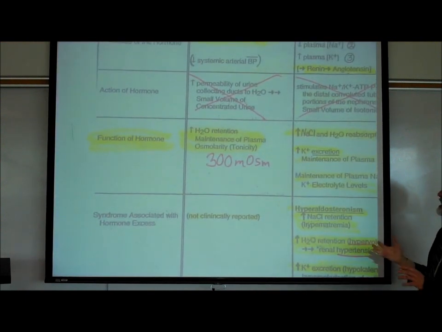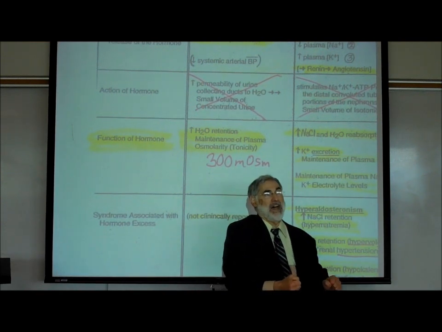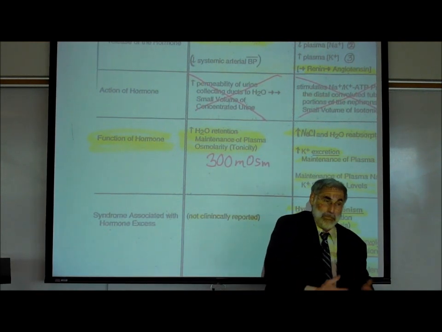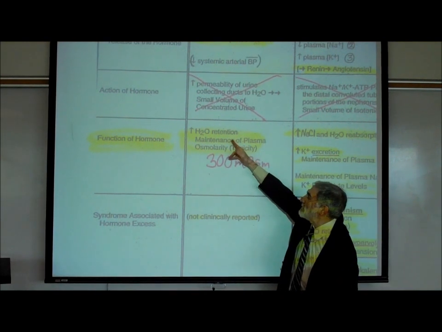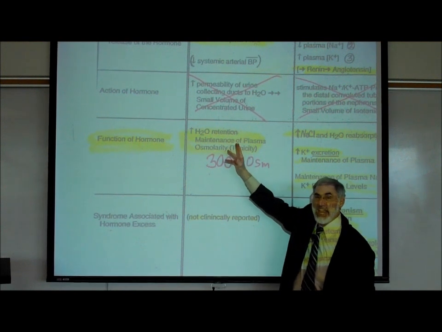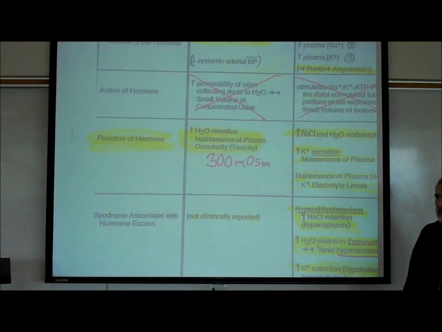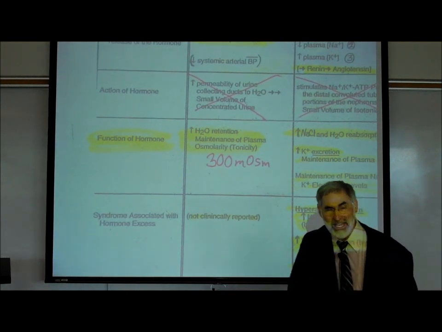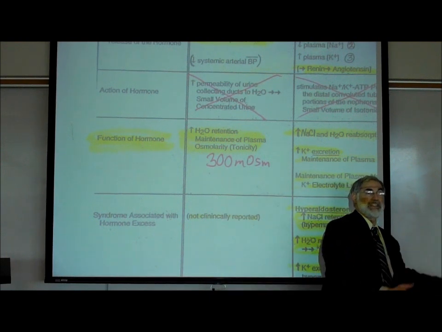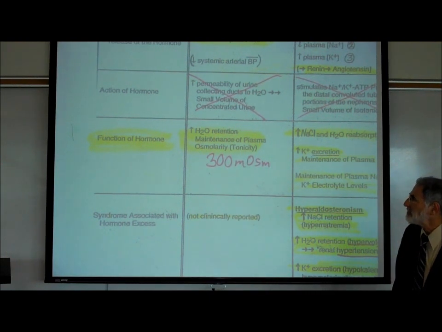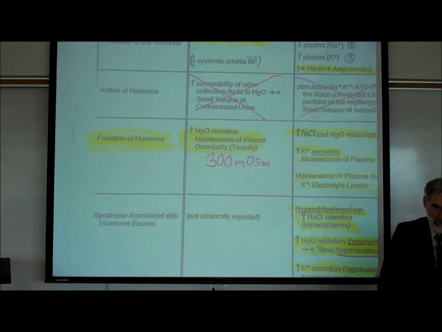But what is the basic function of antidiuretic hormone? It's called antidiuretic, which means it stops you from peeing. You retain water. The purpose is to increase water retention, to maintain the tonicity of your body fluids, to keep you isotonic. When you're too salty or hypertonic, it makes your kidneys retain water rather than excreting that water. That's its main function, to keep your tonicity at 300 milliosmolar.